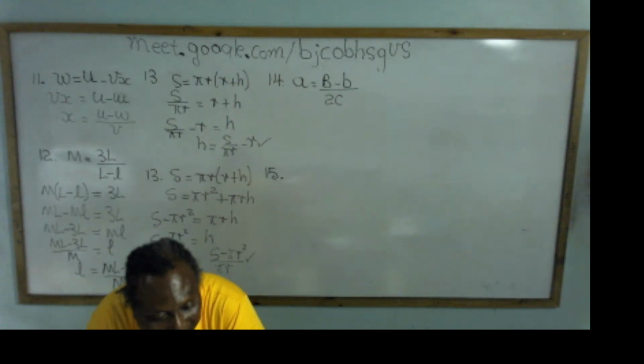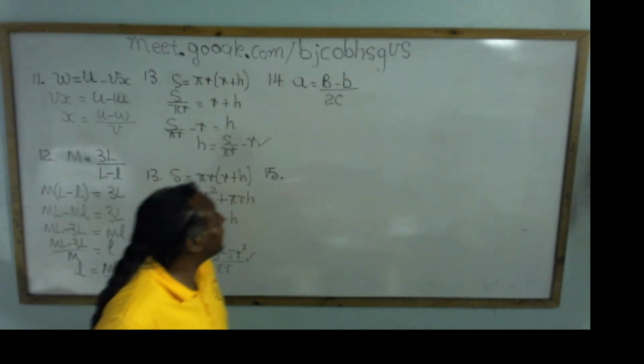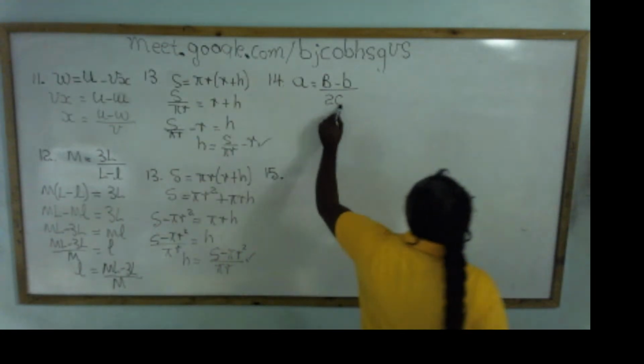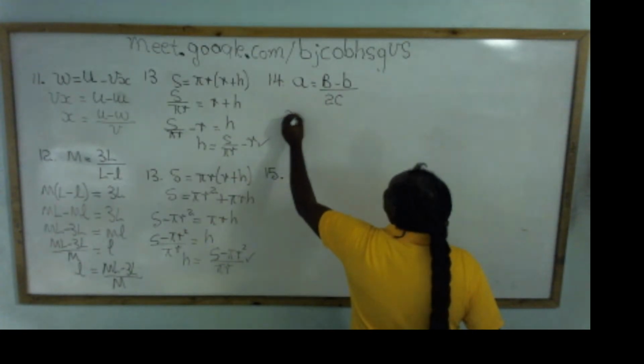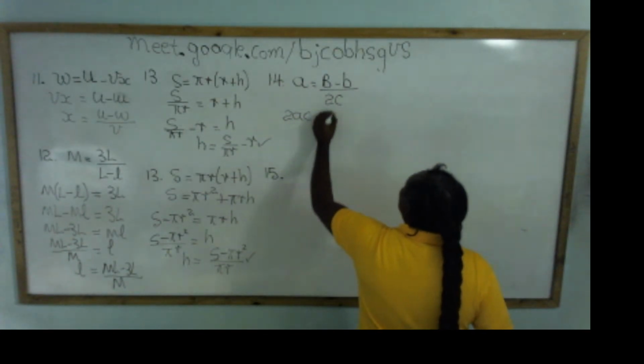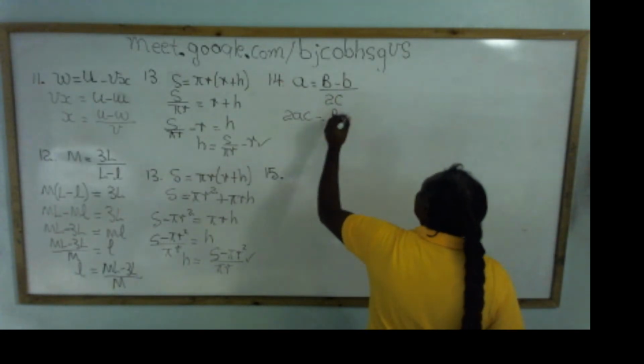We are making uppercase B the subject of the formula. What do we eliminate first? 2c. Exactly. We are dividing by 2c, so we multiply by 2c. So we'll have what? Not 2ca, but 2ac is equal to B minus b.